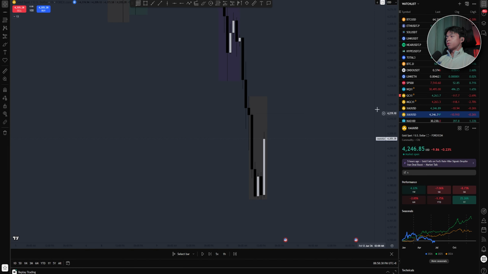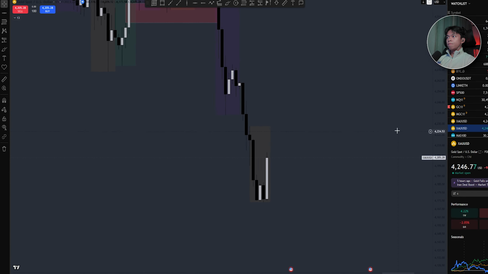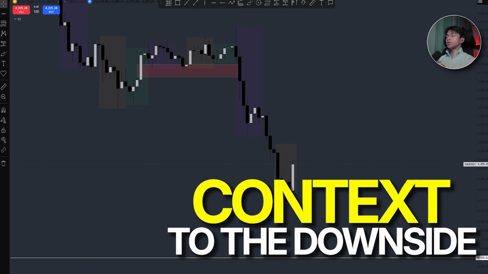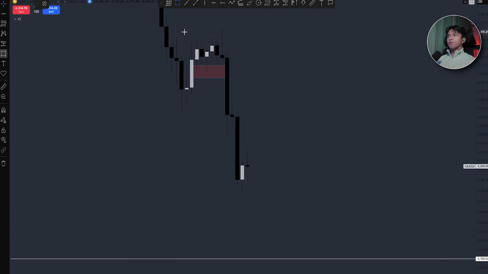Looking into this one, I want you guys to understand a few things. What really happened with gold over here? Now, the overall context of the market is clearly to the downside. Let's take a look at the 4 hours time frame. Looking at the 4 hours time frame, you can clearly see there is a 4-hour fair value gap. I would like to mark the H4 fair value gap.